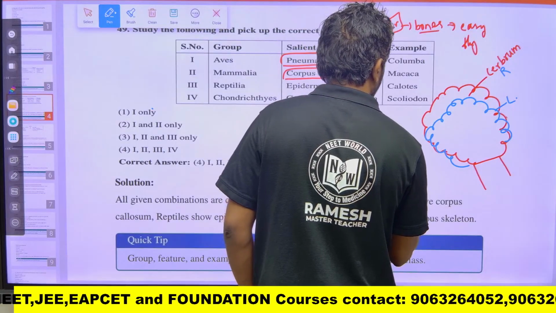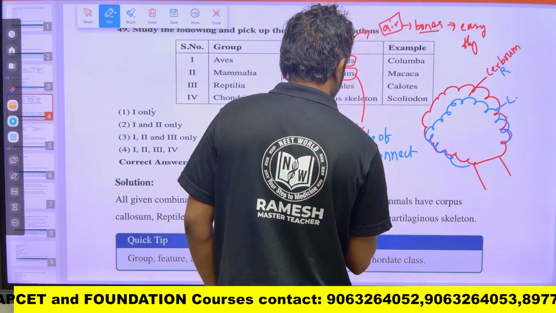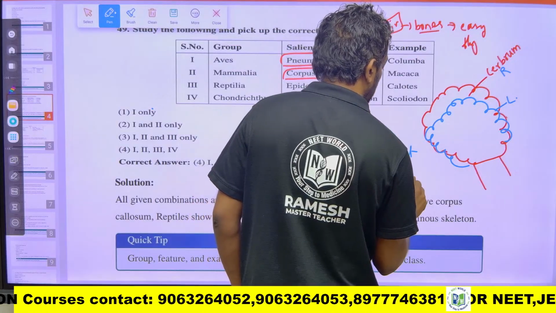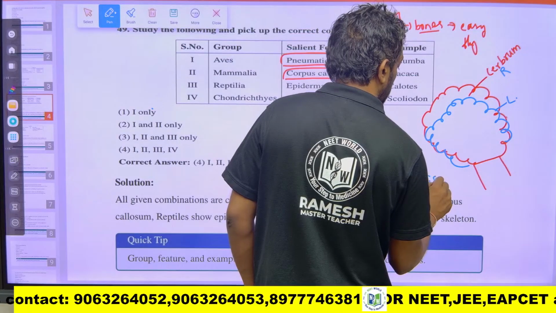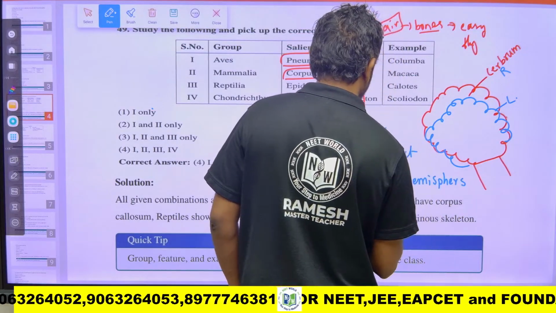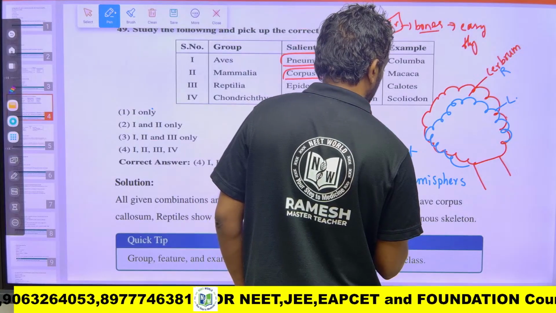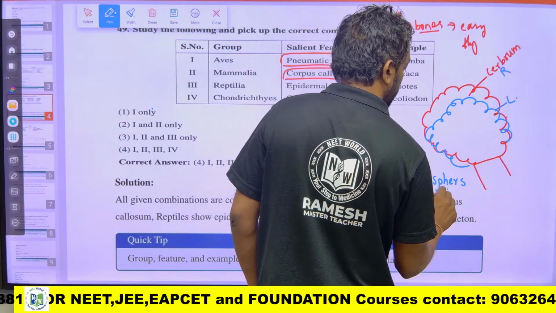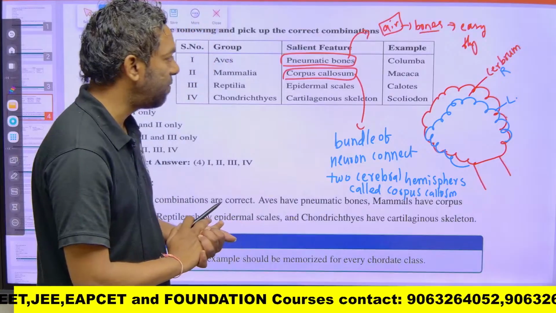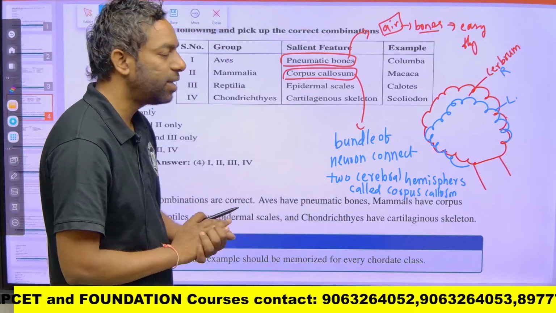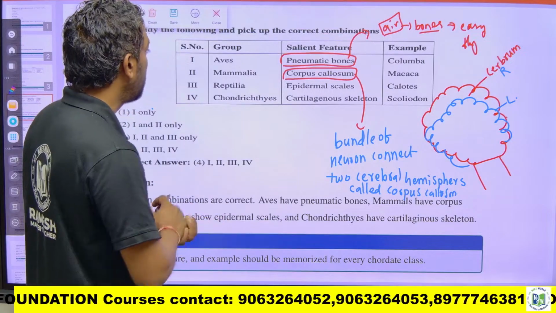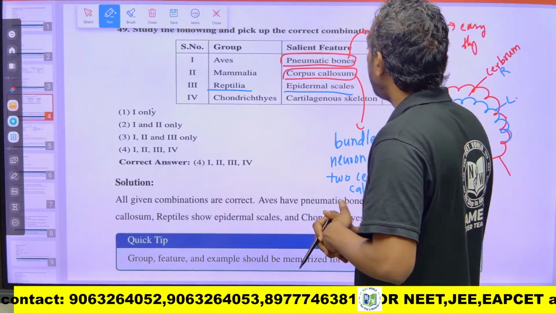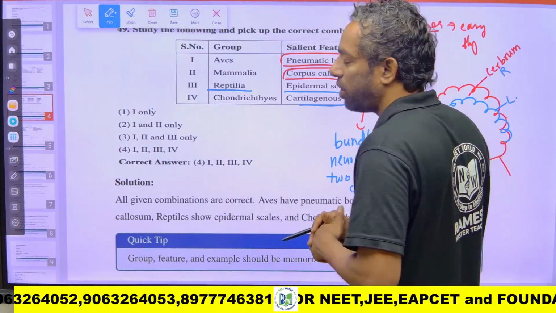The bundle connecting the cerebral hemispheres is called the corpus callosum. This is located in mammals itself. Columbia is the bird, sorry, macaque is a monkey-like mammal. Reptilia: epidermal scales, of course. And Chondrichthyes: cartilaginous skeleton, which is direct.